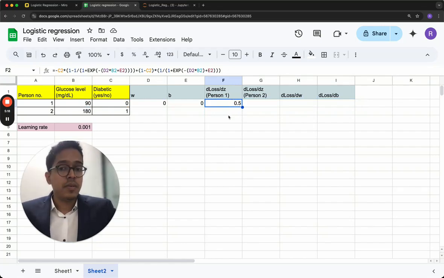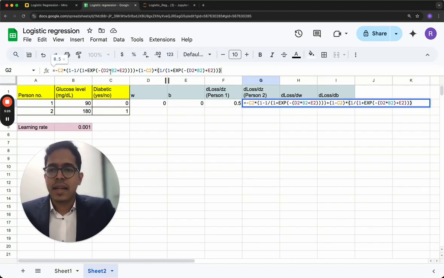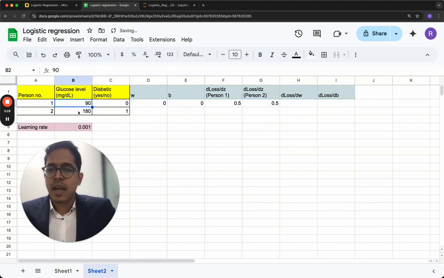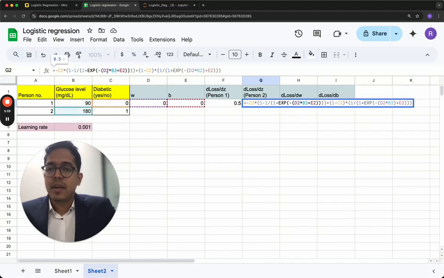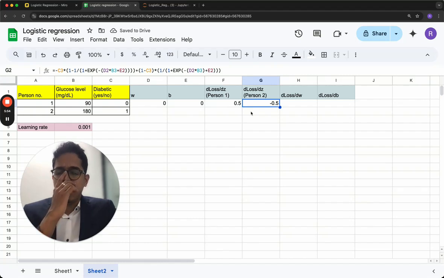So this is for the person 1. And for person 2, the formula is exactly the same. So I'll copy the formula and then paste it here. But instead of B2, because this is B2 and this is B3, person 2 is actually B3. And the Y value of person 2 is in C3. So here I will change B2 to B3, C2 to C3. But D2 and E2 I'm not going to change because W and B are the same. I think that's all. So this is the loss, D loss by DZ for person 2.